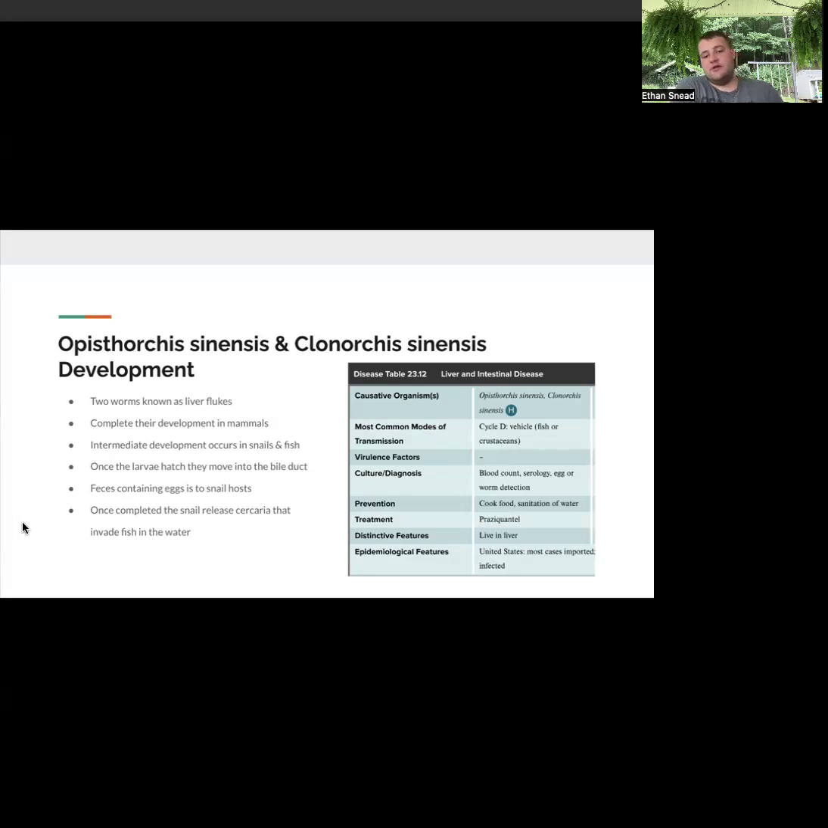And here we have another disease table from our textbook, and it shows the liver and intestinal diseases and their names, the causative origins, the most common modes of transmission, and so forth. And this concludes today's lecture.